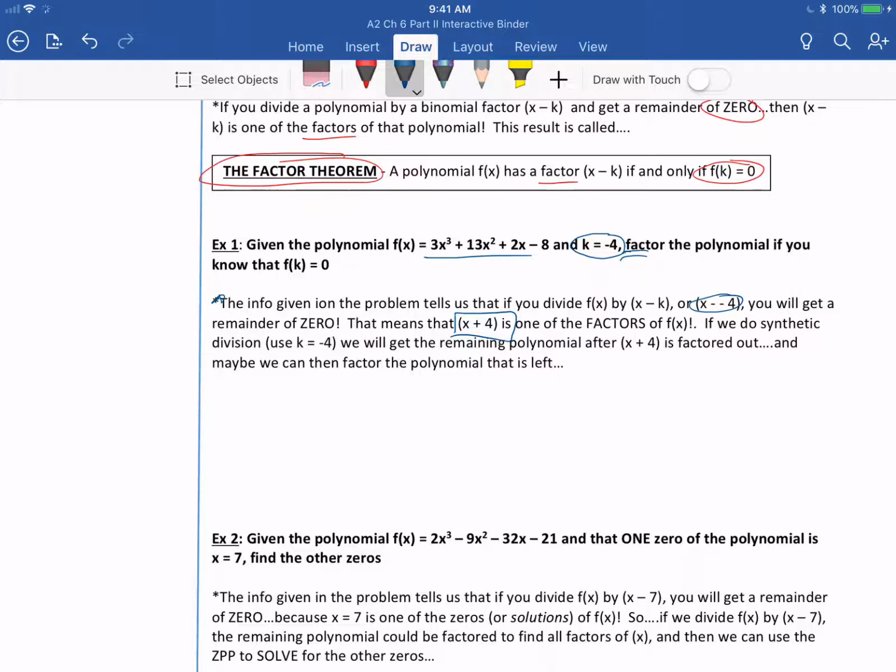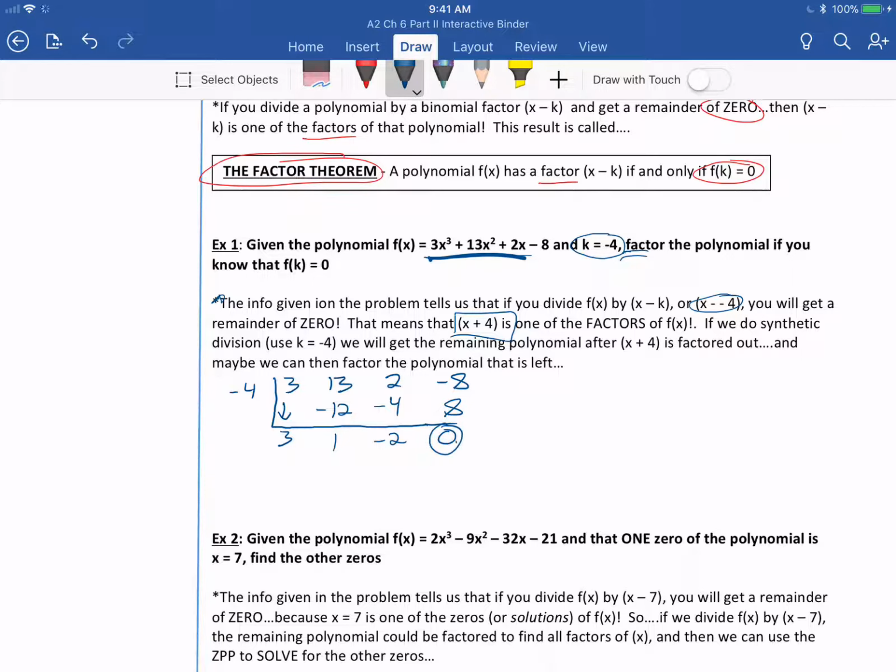So essentially we're going to divide x plus 4 out of this, and then see what we have left. So let's divide this out of here. I'm going to take my k as -4, and then let's do that synthetic division and see what shoots out. So now we have 3, we have 13, we have 2, and we have -8. If I go through this synthetic division, it's going to leave me with that polynomial that's left. I bring this 3 straight down, so I have 3, I multiply here, I get -12, I add straight down, I get 1, then I get -4, -2, +8, and then 0.